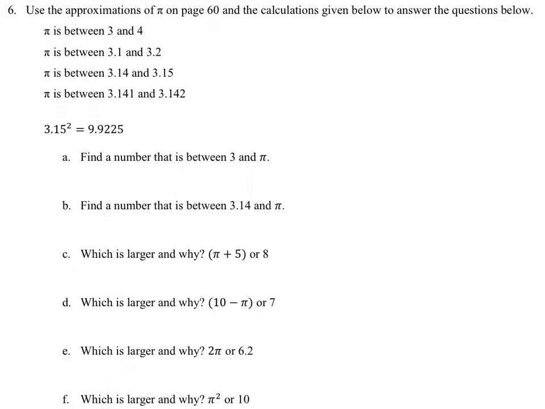So as it turns out, these top 3 are very general estimations. The farther down we go, the more accurate it's becoming. But we can also see here that 3.15 squared is 9.9225. So when it asks to find a number between 3 and pi, if pi is between 3.141 and 3.142, that means that 3.141 has to be between 3 and pi as well.